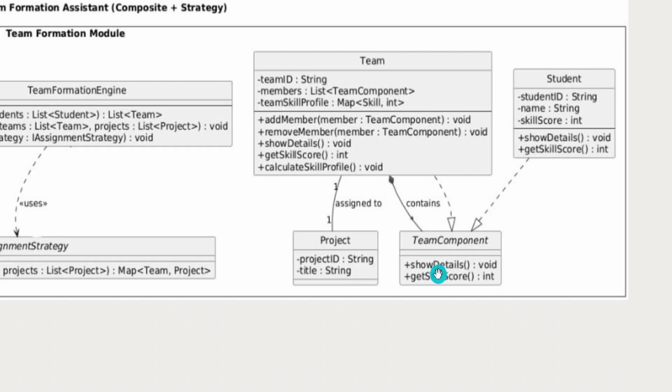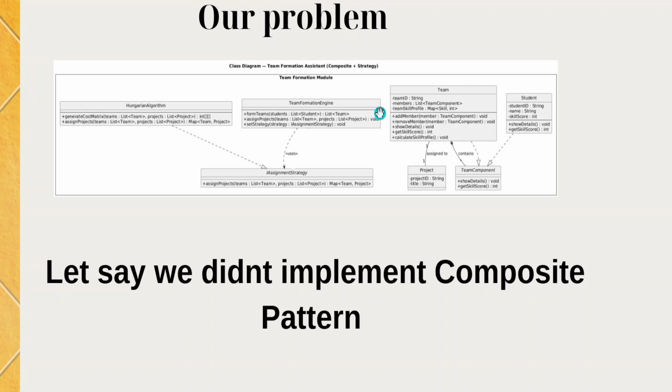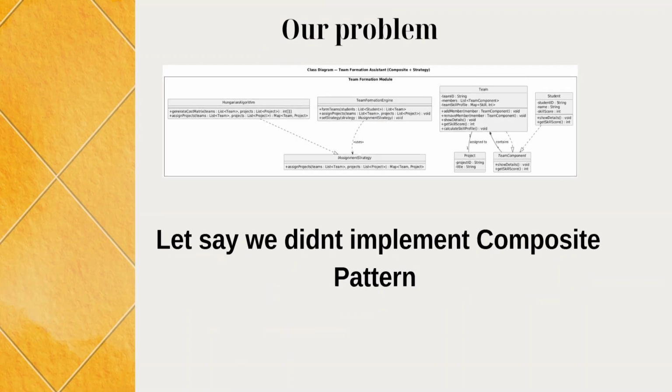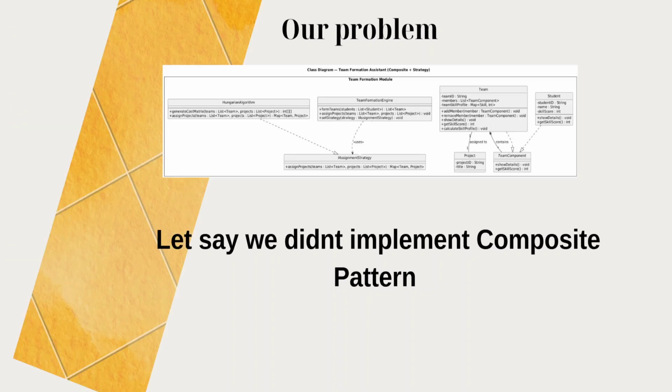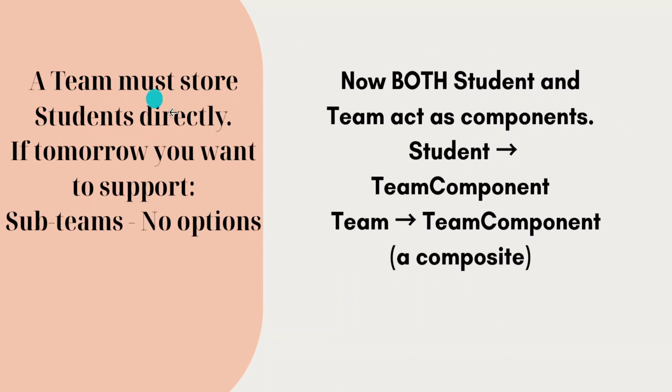Team contains team component. Now, this student is the leaf here, and this team is the composite class, and this team component is an interface acting between these two, student and team. Now, let's say that we didn't implement this composite pattern, then what are the problems that we will face? The first common problem is that a team has to store students directly. So tomorrow, if you want to support sub teams, then there is no option.